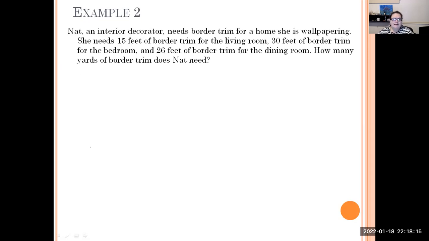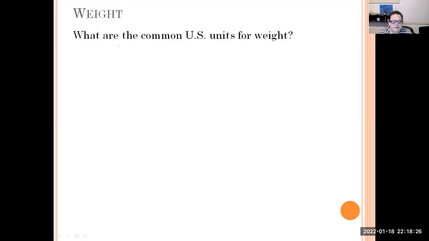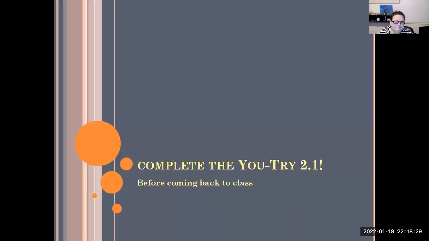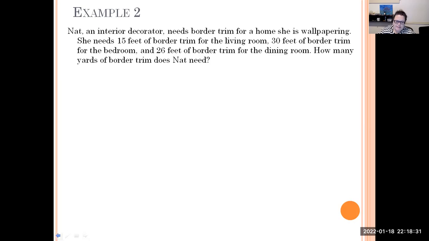Example 2. Nat, an interior decorator, needs border trim for a home she's wallpapering. She needs 15 feet of border trim. Oh gosh, darn it. Hold on, I hit it wrong. It's not the best. All right, so she needs 15 feet of border trim right here for the living room. She needs 30 feet of border trim for the bedroom. And she needs 26 feet of border trim for the dining room. And then it asks you how many yards of border trim does she need?